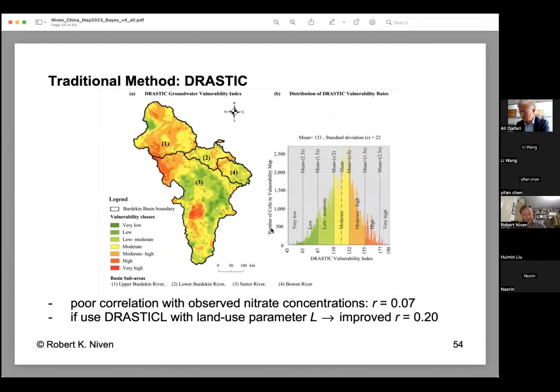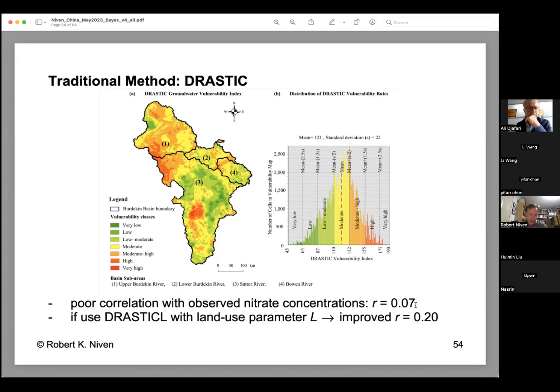Okay, so we can apply the DRASTIC method to our aquifer system, to our water catchment. And these are the predicted groundwater vulnerabilities over the catchment. We've used a graded scale here from very low to very high vulnerability with color mapping. And so this analysis identifies certain regions as being highly vulnerable to groundwater pollution. The trouble is, even though this is a traditional method, the most common method used around the world for groundwater vulnerability assessment, when we compare these predicted values of vulnerability to the nitrate concentration, we end up with a very poor correlation. So 0.07 as the Pearson correlation coefficient. We can improve this a little bit by adding a land use parameter.